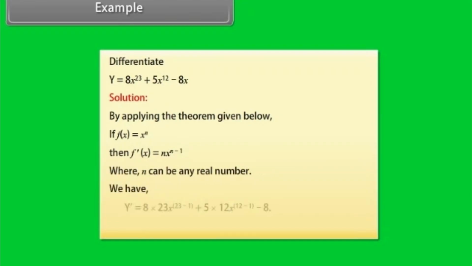We have y dash is equal to 8 into 23x raised to power 23 minus 1 plus 5 into 12x raised to the power 12 minus 1 minus 8. Y dash is equal to 184 into x raised to power 22 plus 60 into x raised to power 11 minus 8.